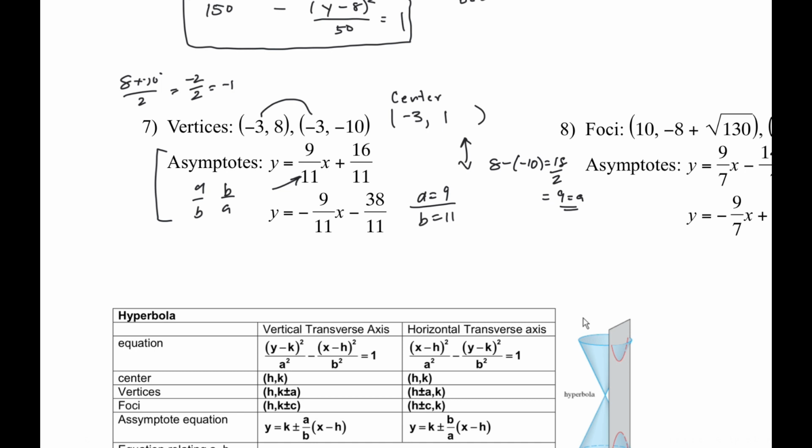So we can go ahead and write the equation out. It's going to be y first, because it's going vertical like the y-axis. So it's going to be y minus 1 squared divided by a squared, because a is always first in the hyperbola, 81. And then it's going to be minus x minus -3 squared over 121, which is equal to 1.